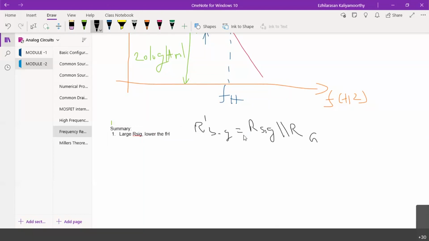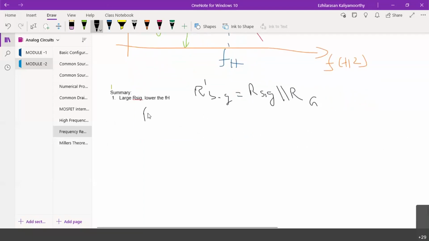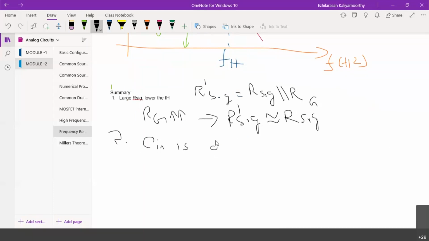So now, due to this, the R signal is very high, so it will lower the higher cutoff frequency. As the gate resistance, that is RG, will be very high, due to this R dash sig will be approximately equal to R sig from this expression. Next, the second point is that Cin is dominated, that is, the input capacitance is dominated.